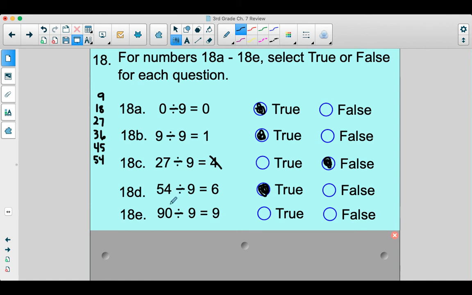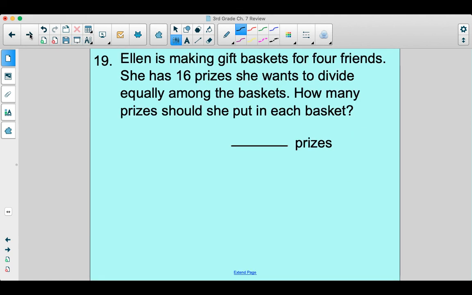All right. And then 90 divided by 9 equals 9. You might be thinking to yourself, I thought it was supposed to be 10. 90 divided by 9 would make 10, right? So we know that one's not really true. So we've got to hit the false button. False.